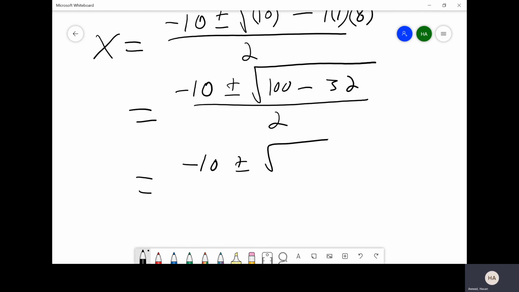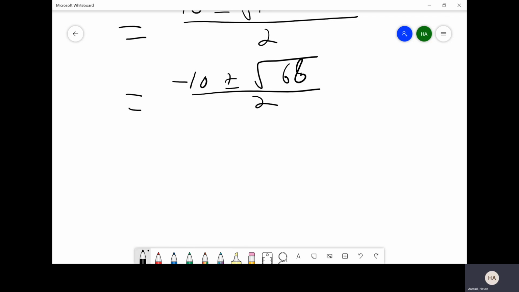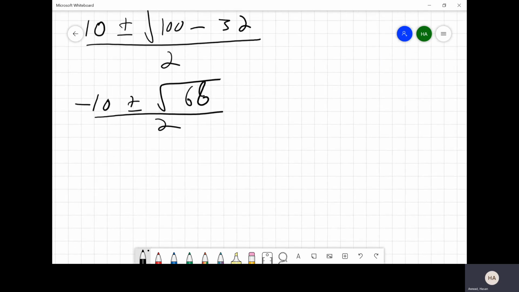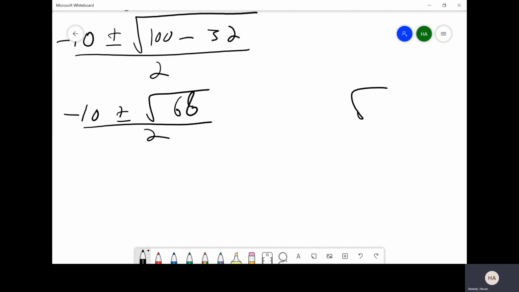There we go. So 68, and this is still all divided by 2. Okay, now we have to do that annoying step, but it's a step that we learned how to do in, I think it was lecture 5 or lecture 6, something like that, where we have a square root of some number, and what we're trying to do is break this up into 2 pieces where one of them is going to be a perfect square, because we want the perfect square to cancel with the square root.